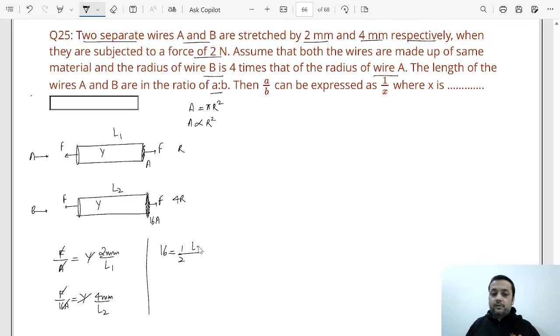Okay, and this L2 will go in the numerator, and L1 will be like this. So length of wire A and B. So basically they are asking L1 by L2 is how much? L1 by L2 becomes 1 by 32. Look, and that value was 1 by x. So that means x is 32. I hope you have understood.